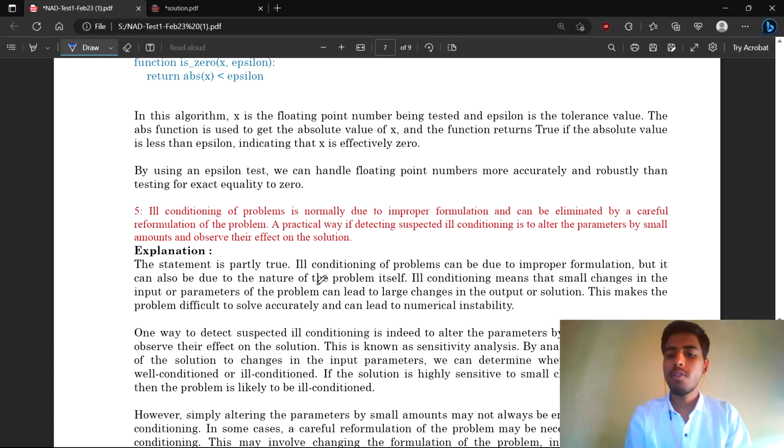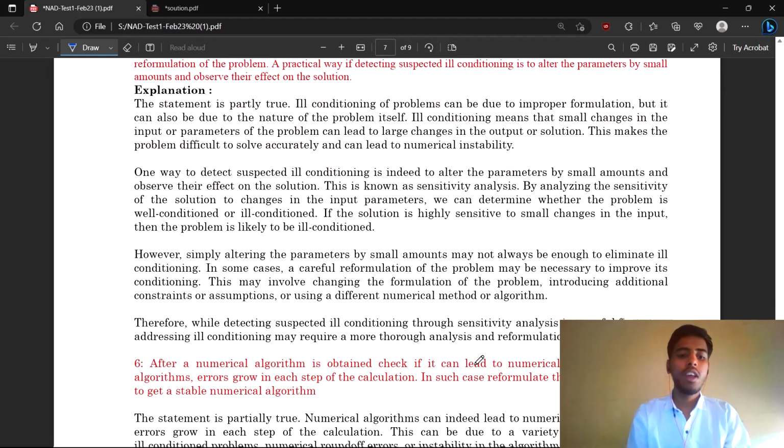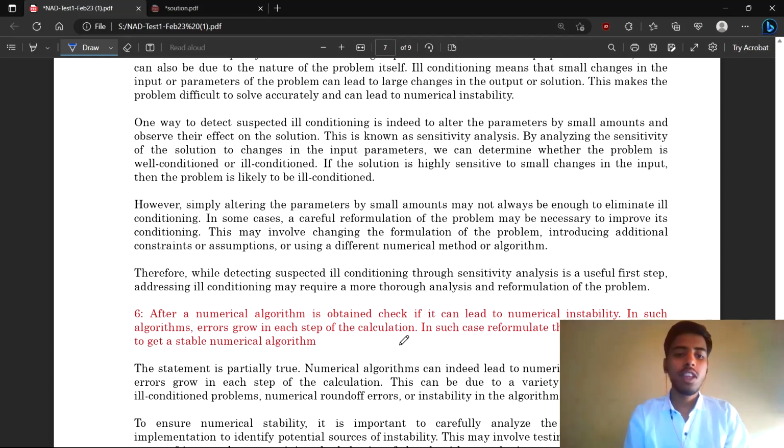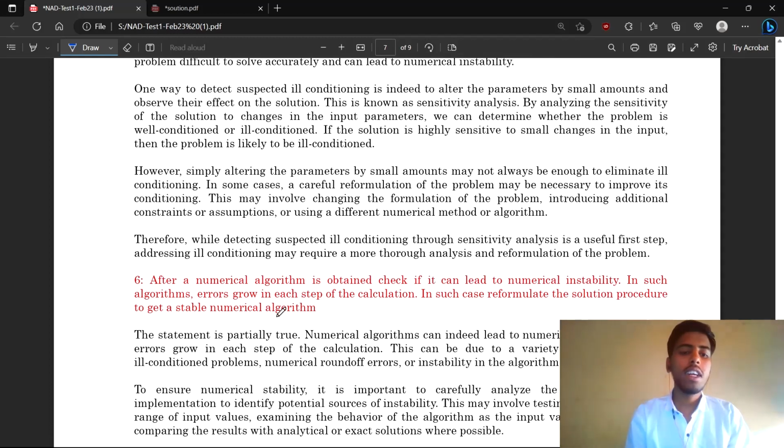Ill conditioning of problems can be due to improper formulation, but it can also be due to the nature of the problem itself. Ill conditioning means that small changes in the input or parameters of the problem can lead to large changes in the output of the solution. So at last, it is true. Therefore, while detecting suspected ill conditioning, a broad sensitivity analysis is a useful first step. Addressing ill conditioning may require more thorough analysis and reformulation of the problem. It is true.